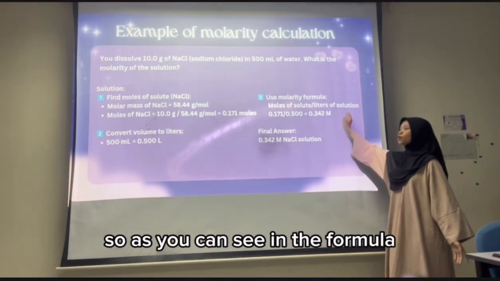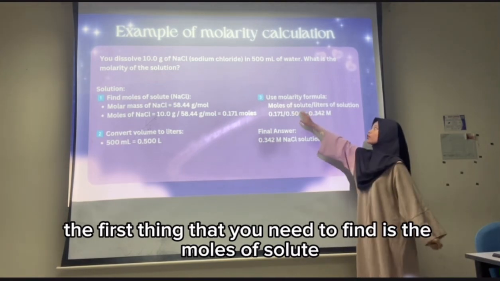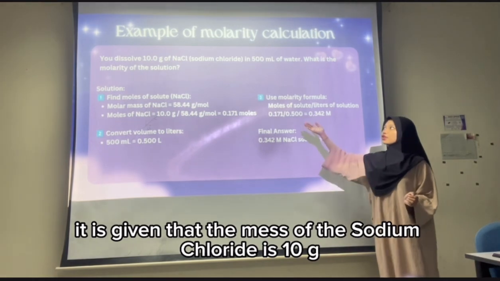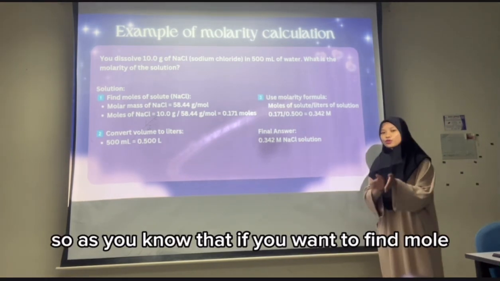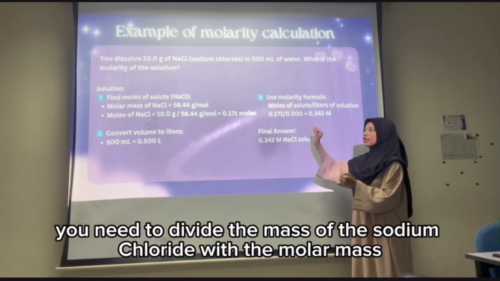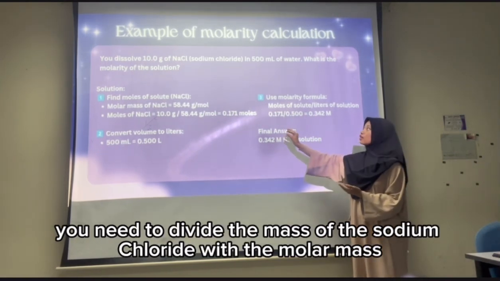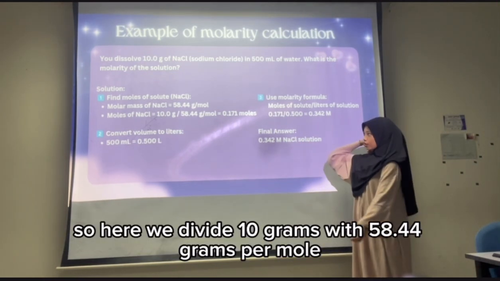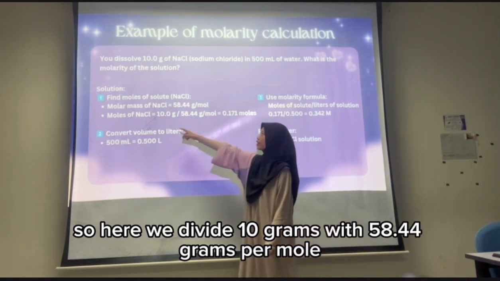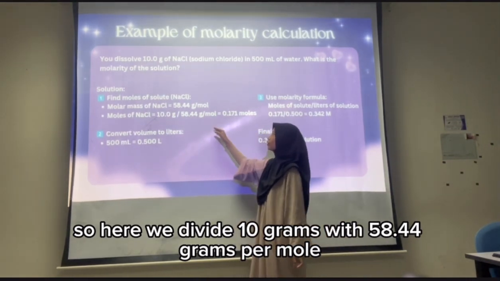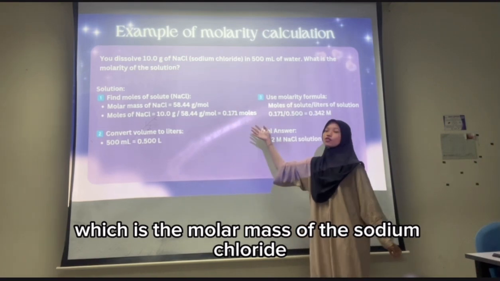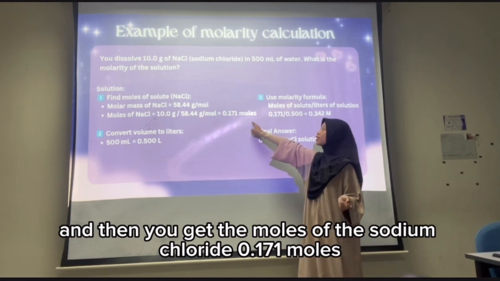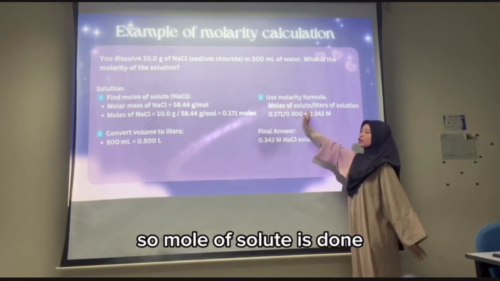So as you can see in the formula, the first thing that you need to find is the moles of sodium. So how? In the question, it is given that the mass of the sodium chloride is 10 grams. As you know, if you want to find moles, you need to divide the mass of the sodium chloride by the molar mass so that you can get the total moles. So here, we divide 10 grams by 58.44 grams per mole, which is the molar mass of sodium chloride. And then you'll get the moles of sodium chloride, 0.171 moles. So, moles of solute is done.